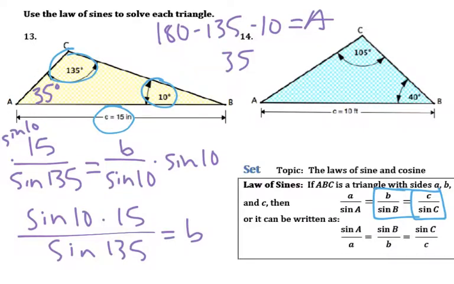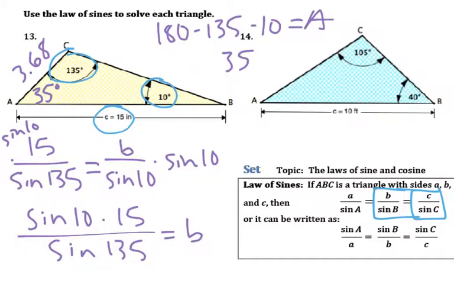That's what I plug into my calculator. So once again, we're using calculators a lot to help us out with this stuff. So sine of 10 times 15 divided by sine of 135. That should give me about 3.68, we'll say.